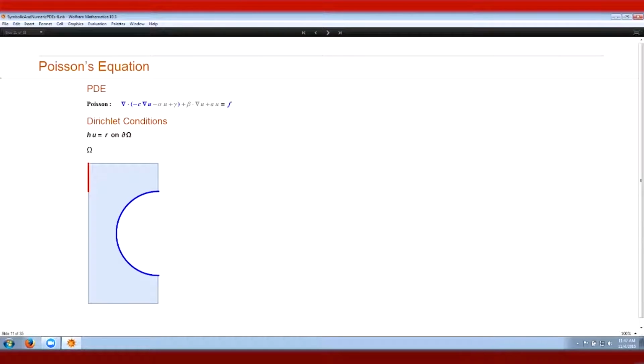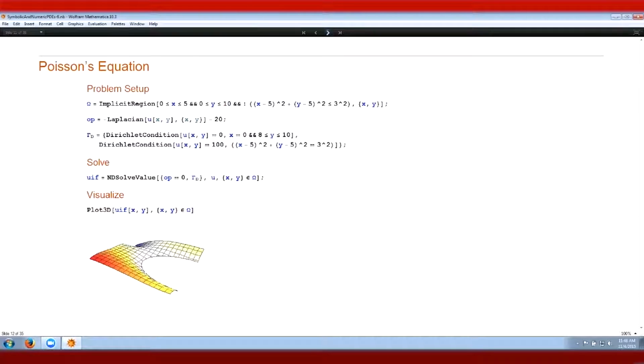Let's look at the Poisson type of equation. In the picture below, you see a red and a blue boundary. We'll modify the specific PDE and the boundary conditions to first use two Dirichlet boundary conditions on the red and the blue boundary, and then a Dirichlet and a Neumann boundary condition. Let's set up the problem. First, we specify an implicit region that models the exact region we've seen just now.